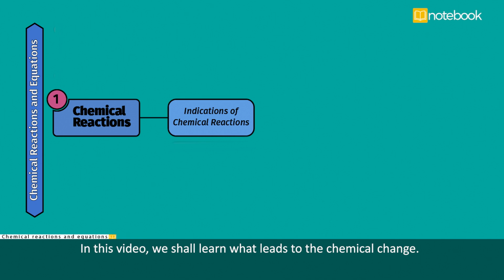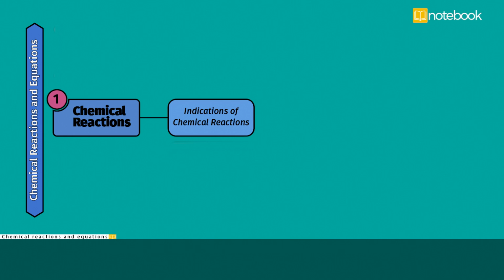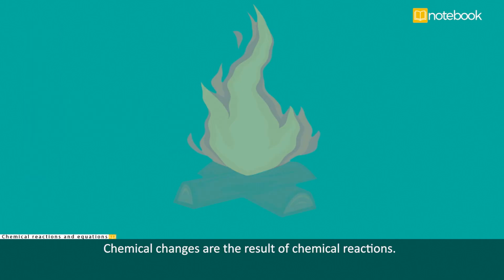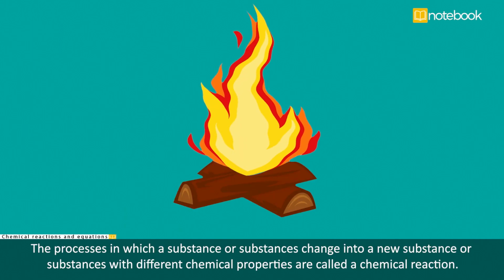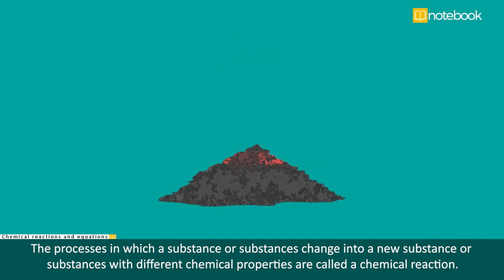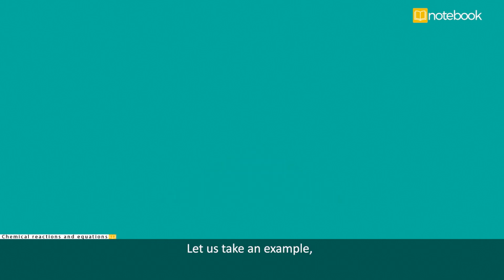In this video, we shall learn what leads to the chemical change. We shall also study chemical reactions and their identification. Chemical changes are the result of chemical reactions, the processes in which a substance or substances change into a new substance or substances with different chemical properties. Let us take an example.